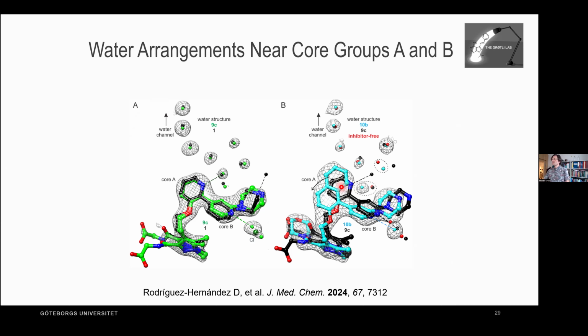You also see that it's something called inhibitor-free. It means water molecules are in more or less the same positions, even if you don't have an inhibitor here, meaning that the water molecules we're looking at here are actually locked in the crystal structure.